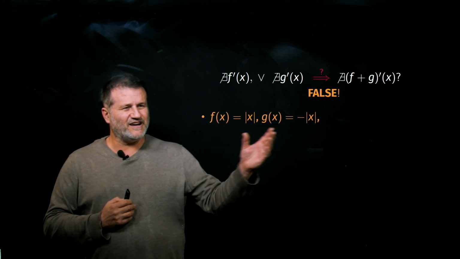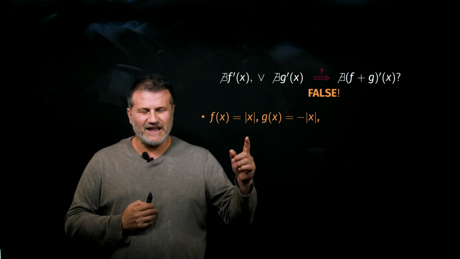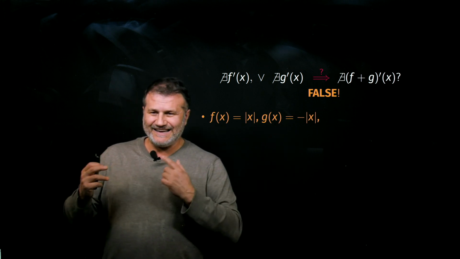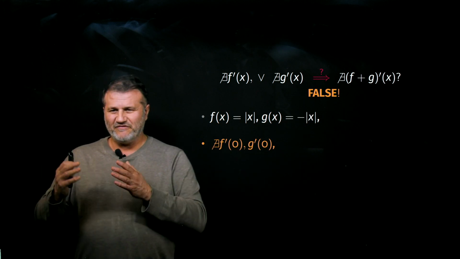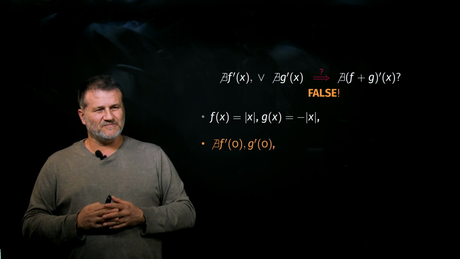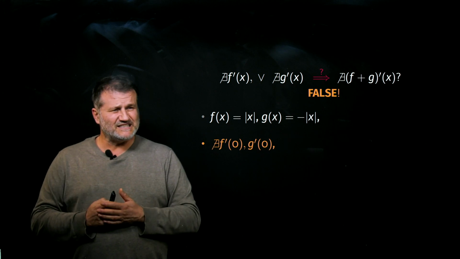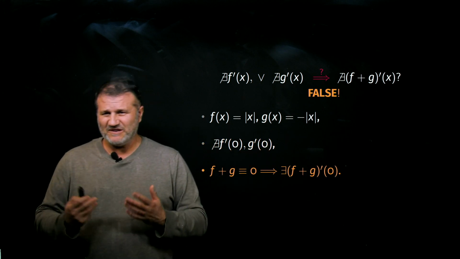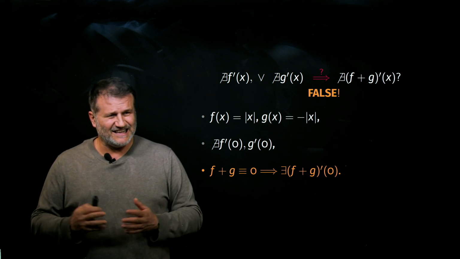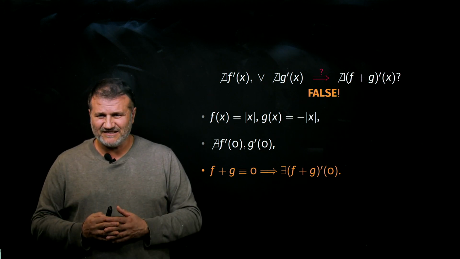Take as two functions the modulus of x for f and minus the modulus of x for g. In this way, they are both non-differentiable at x equals 0. But what happens when we sum these two? We get identically 0, so something which is differentiable at x equals 0 and everywhere else.